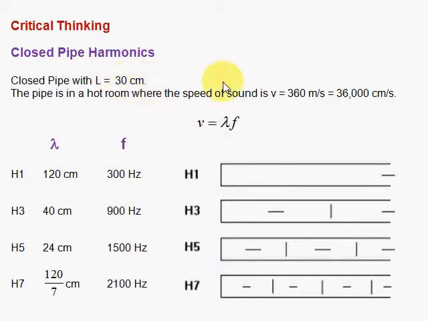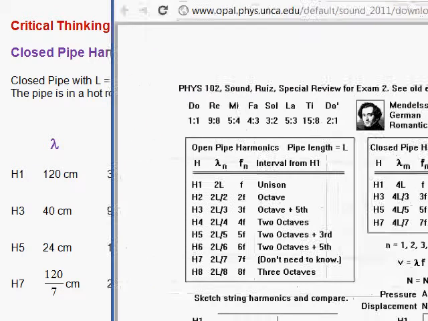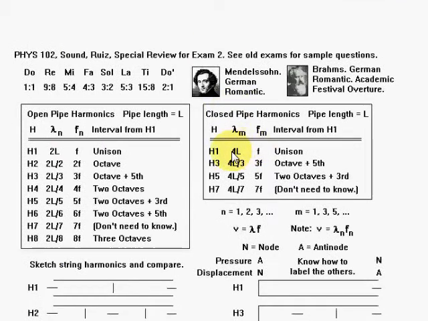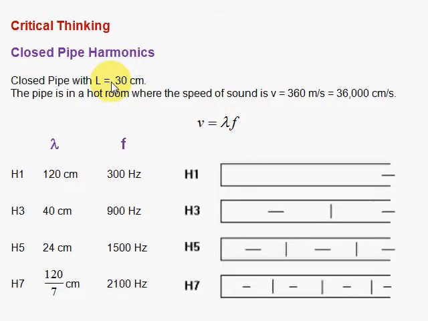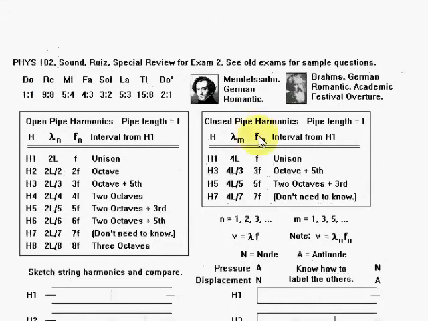If the length is 30, we go to our chart that we memorized, the result 4L. 4L is the first one. So 4 times 3 is 12. The 0 hangs around. The answer is 120. So 30 times 4 is 120 centimeters.